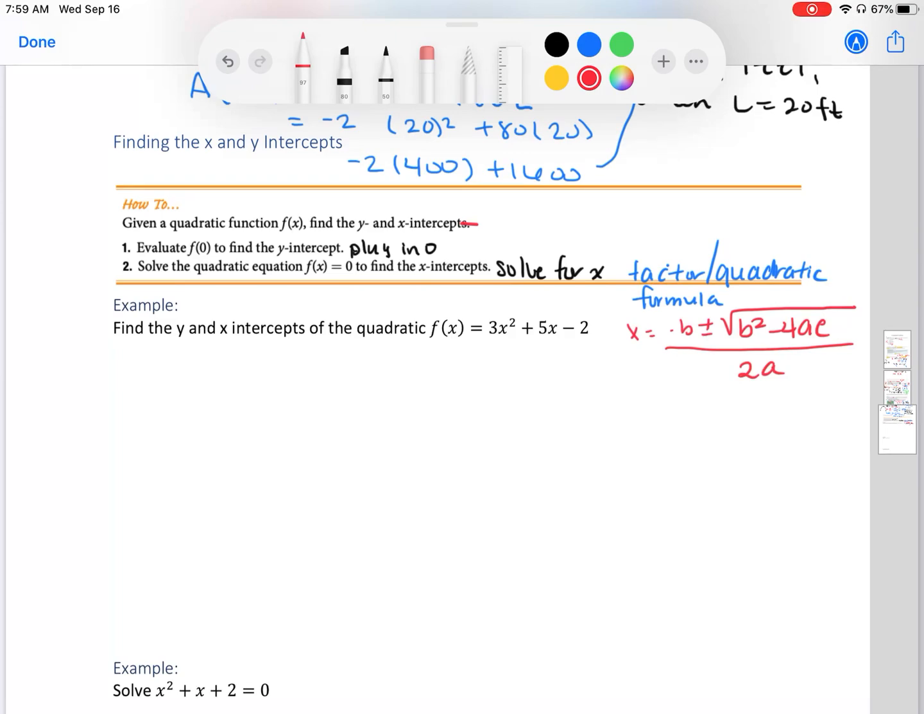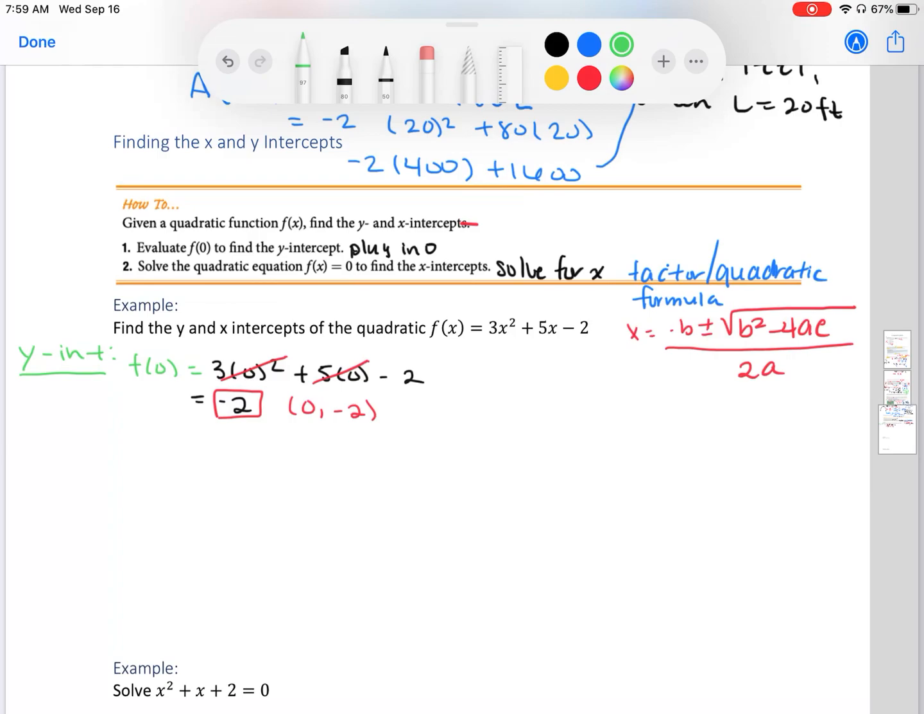All right, let's take a look at this first example. Find the y and x intercepts of the quadratic. Well, y-intercept is my favorite because you just plug in 0. So f of 0 is 3 times 0 squared plus 5 times 0 minus 2. Well, anything times 0 is 0, so we're just left with negative 2. So my y-intercept is negative 2, or if you want to, the point (0, negative 2).